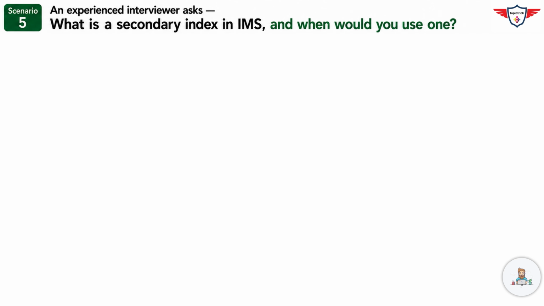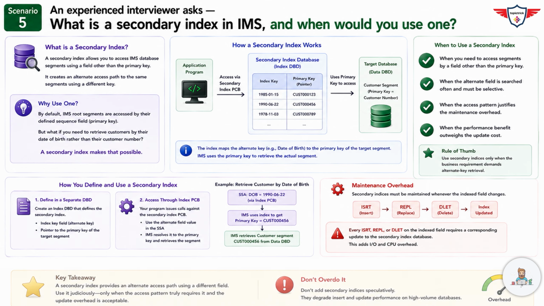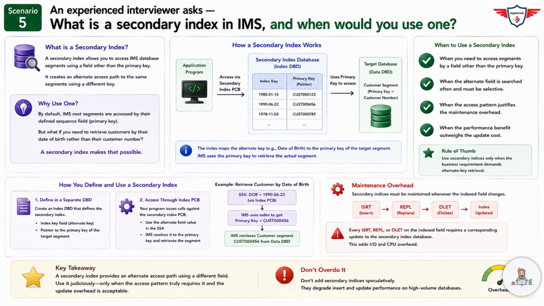Now the next question is, what is a secondary index in IMS and when would you use one? As you all know, a secondary index gives IMS another way to find data besides the primary key. I hope you have heard about the concept of primary key and secondary key, right? Normally IMS accesses the root segment using its defined sequence field, for example, retrieving a customer using a customer number. But sometimes there are requirements where the application needs to search using a different field. Maybe you want to find a customer by date of birth, account type, or an email address instead of customer ID. So this is where a secondary index actually comes into the picture.